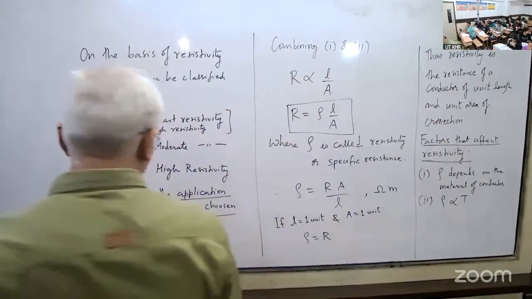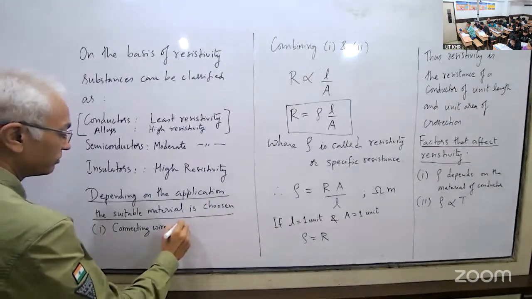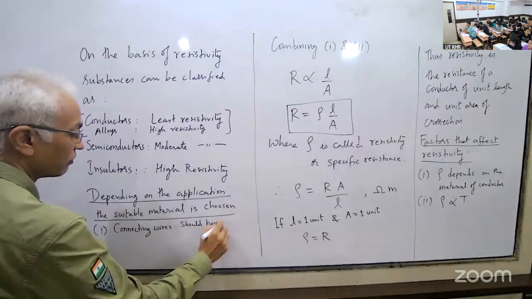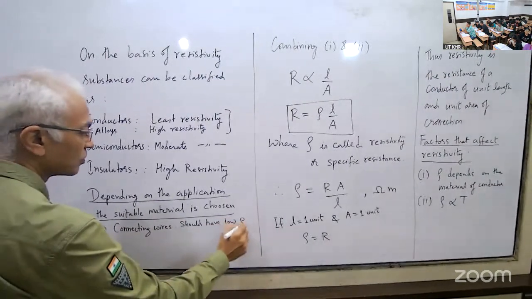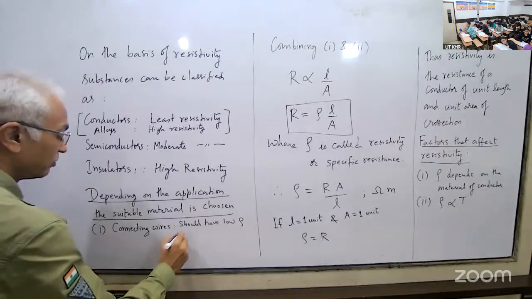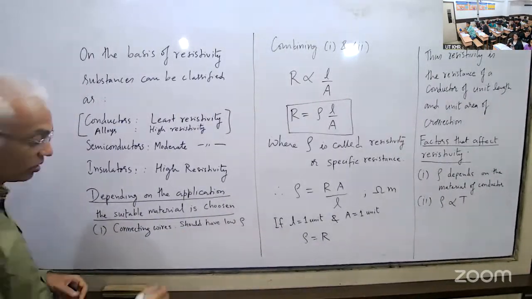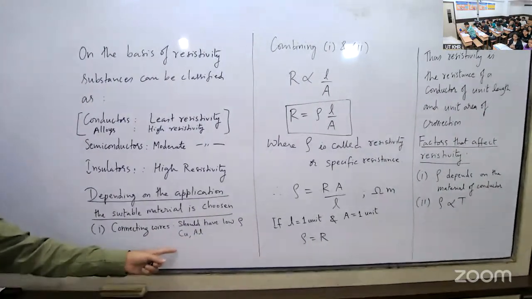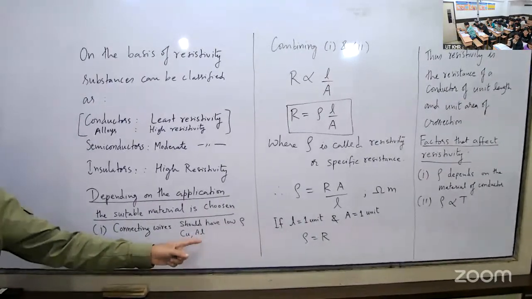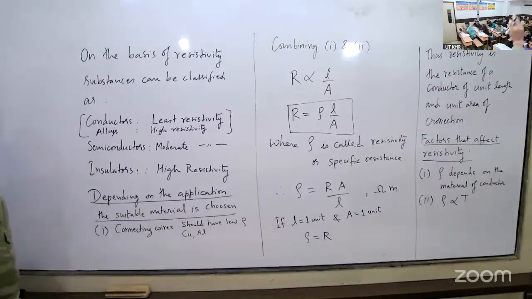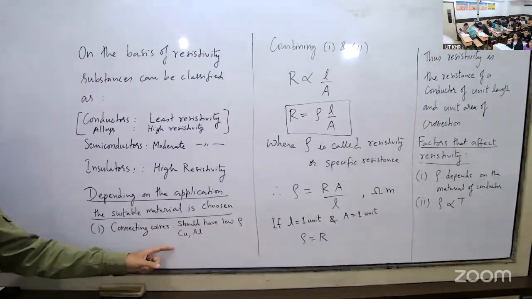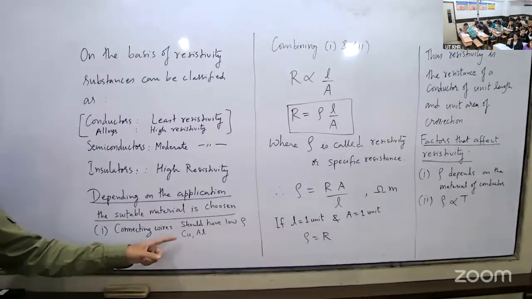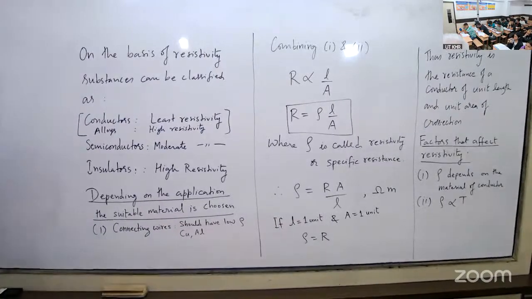So a connecting wire would have low resistance. What kind of wire should I choose? You can see the table: copper or aluminum. Mostly we use aluminum for transmission cable outside, but in houses we use copper. Do we use silver? No, silver has the least resistivity, but it's expensive, so we don't use it.